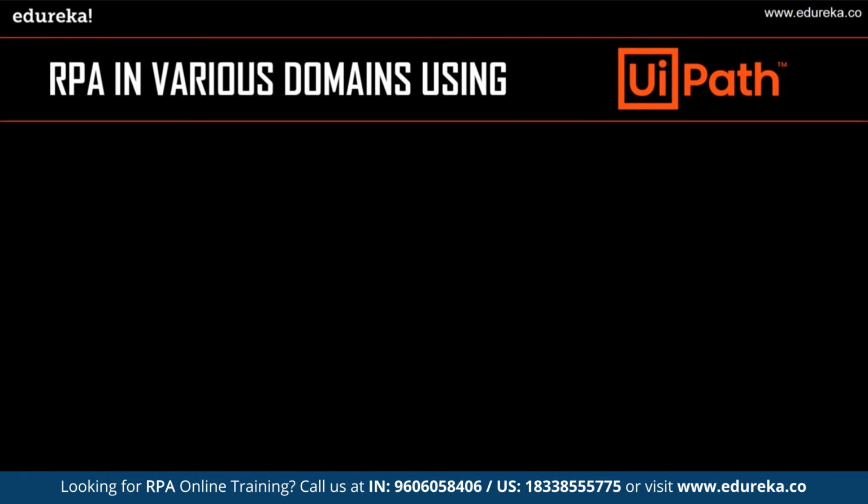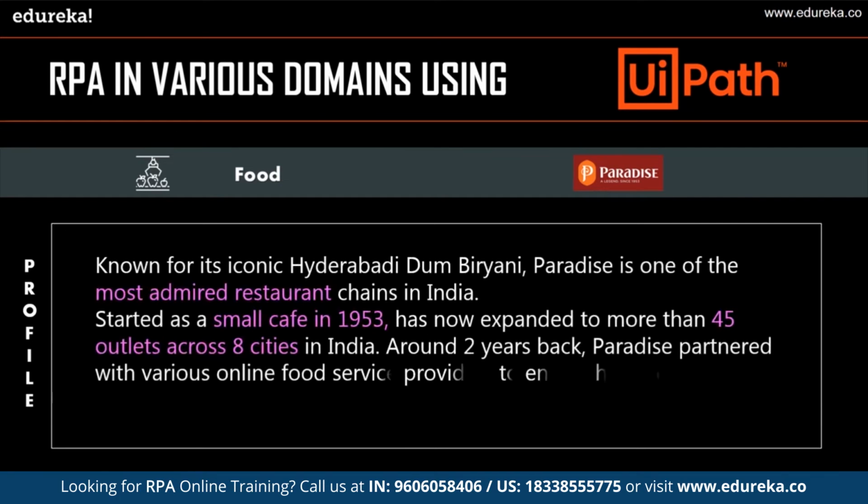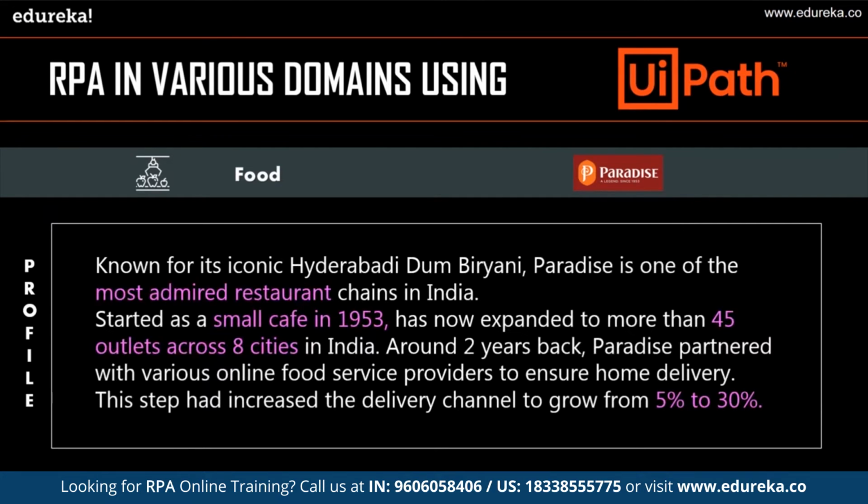Now I'm sure all of you must have heard of Paradise, right? It's known for its iconic Hyderabadi Dum Biryani. Being one of the most admired restaurant chains in India, it started as a small cafe in 1953 and now has expanded to more than 45 outlets across 8 cities in India. Around 2 years back, Paradise partnered with various online food service providers to ensure home delivery, and this step has increased the delivery channel share from 5% to 30%.